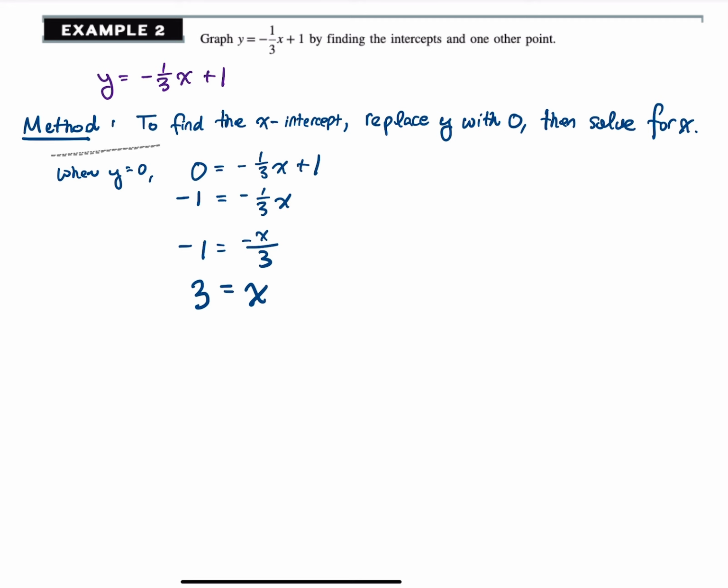Let me swap my colors here, because I usually use purple for the math work. Okay, so that tells me when x equals 3, y equals 0. We plugged in 0 for y and found the x value equals 3. That's going to be our x-intercept.